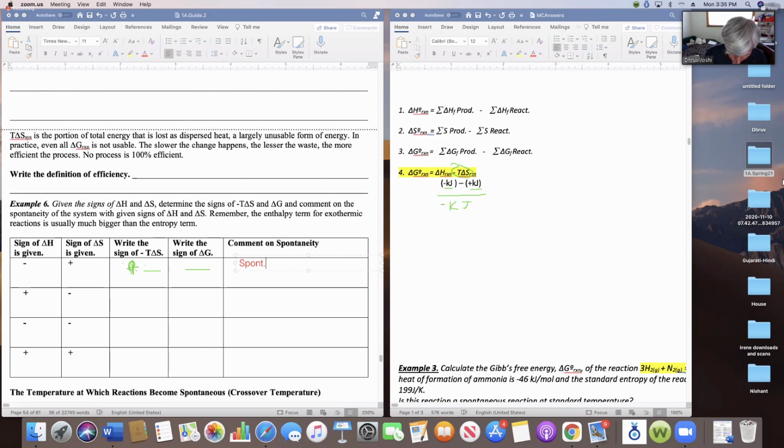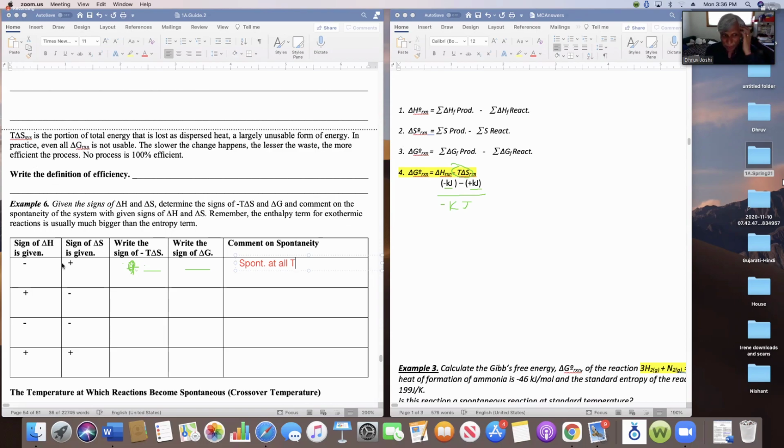Spontaneous at all T, because this is always going to be a negative number. It's not going to be a positive number. It doesn't depend upon the temperature. Temperature can be a little bit or a lot, it doesn't make a difference. The total is always a negative number. Doesn't make any difference whether temperature is higher or lower. For another one, we will see it will make a difference on the sign of delta G. So first one: spontaneous at all temperatures.